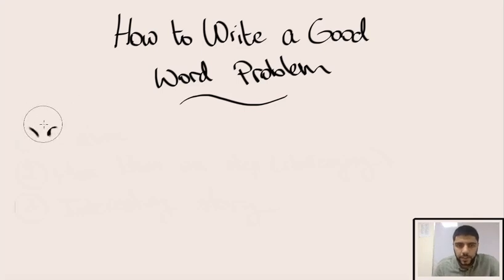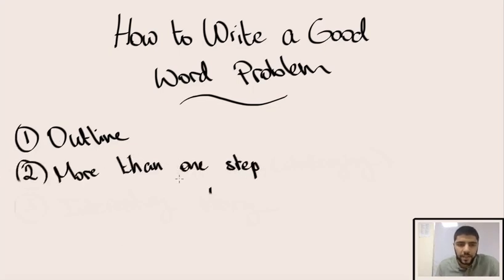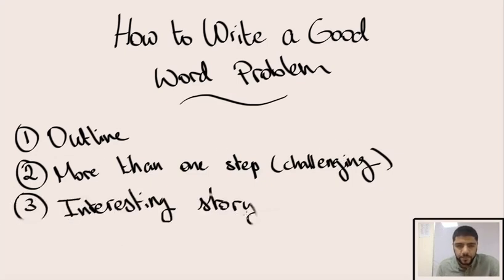So, to write a good word problem, I would suggest you all start with an outline. I'll talk about this more in the video. And those of you who are in class have already seen this, but this is a good review of it. Number 2, I would suggest that you make your word problem more than one step. Make it a little bit challenging. An easy word problem is a boring one. And then number 3, make the story itself interesting.